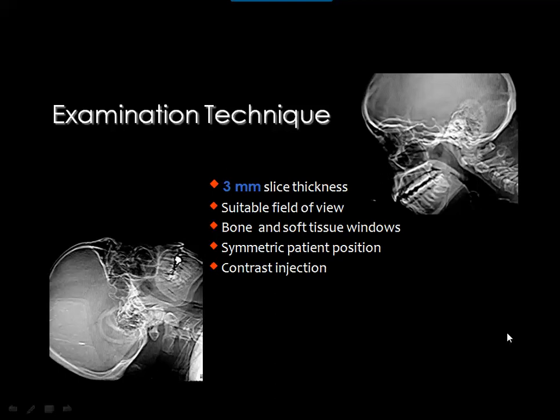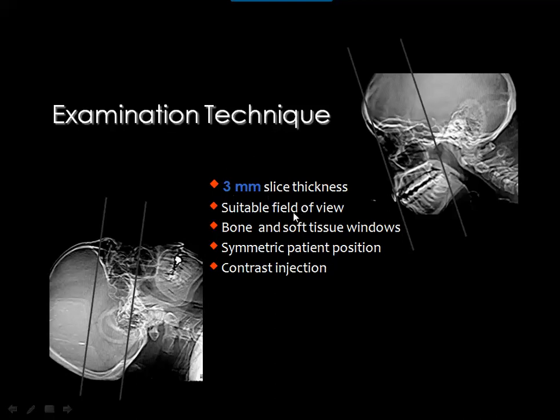In order to examine the orbit by CT or by MRI, we should have the axial and the coronal planes. In the axial image, we usually start parallel to the orbital floor and then continue until we reach the region of the frontal sinus. In the coronal plane, we usually start near the orbital apex, perpendicular to the orbital floor, and proceed anteriorly until we also finish the region of the frontal sinus. The scanning intervals are usually taken at 3 millimeter.